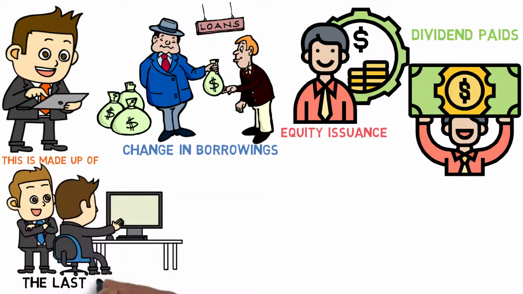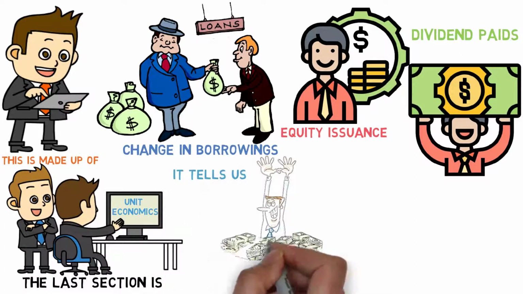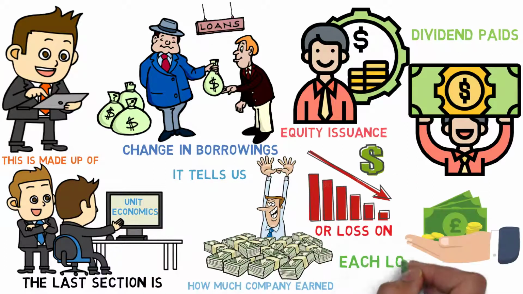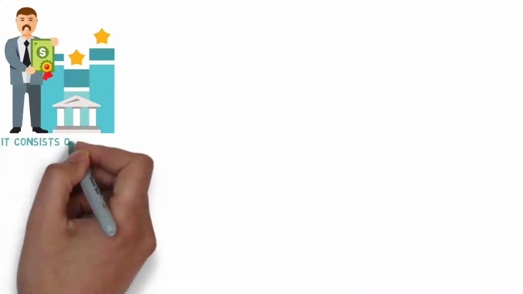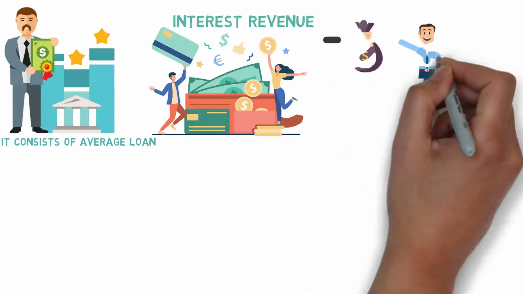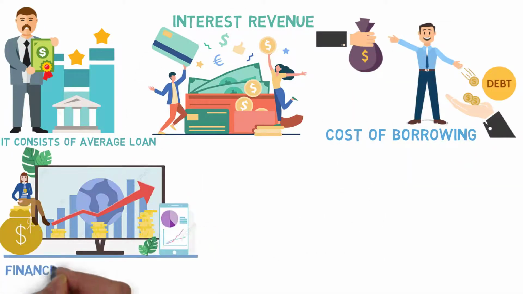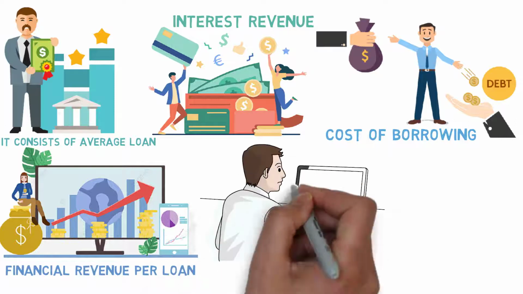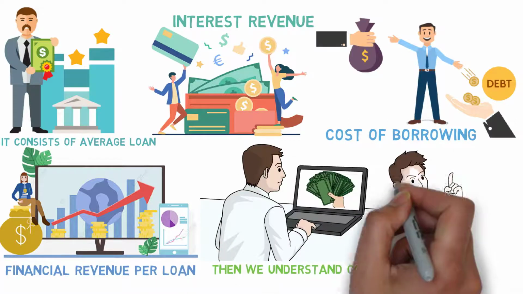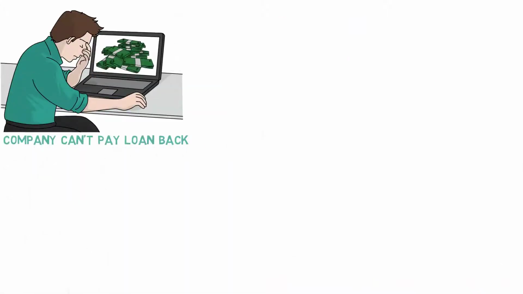The last section is unit economics. It tells us how much the company earned or lost on each loan. It consists of average loan and interest revenue including cost of borrowing, and we get net financial revenue per loan. Then we understand costs. First cost is the cost of default when the company can't get the loan paid back.